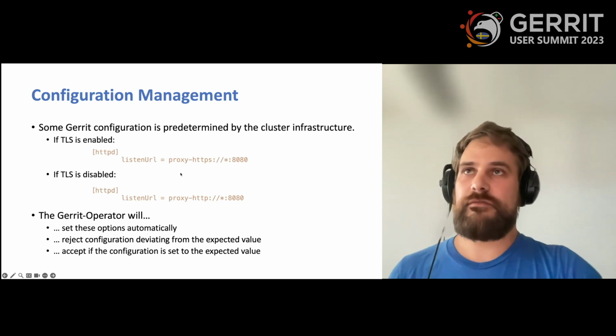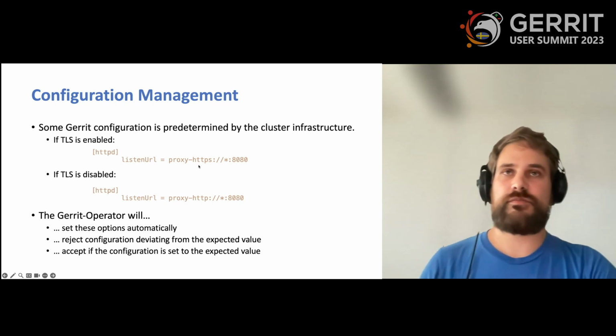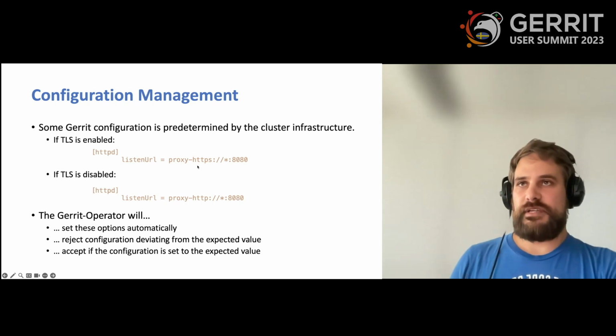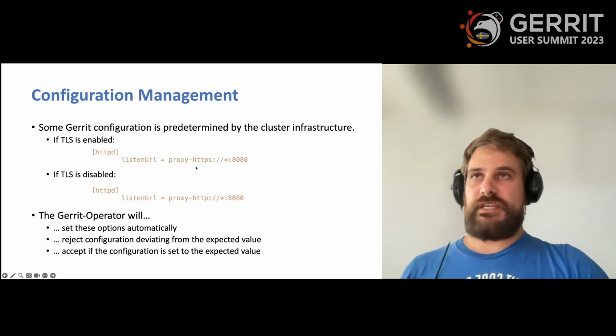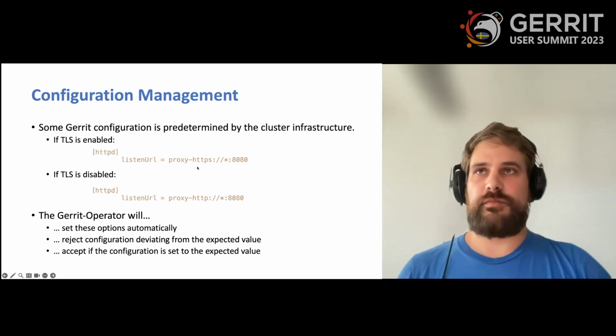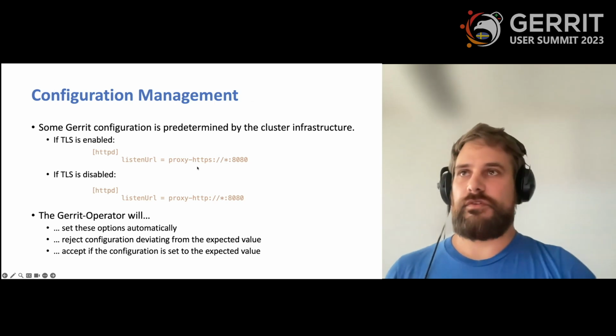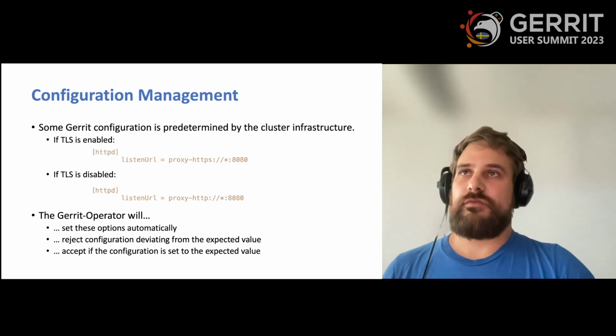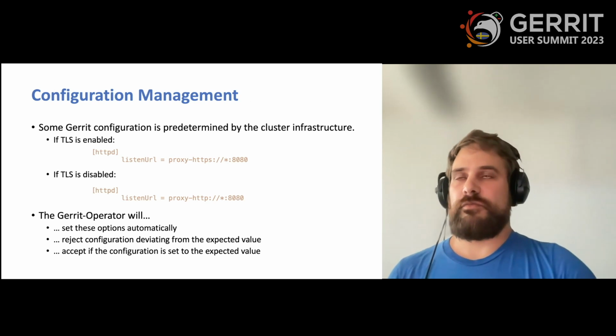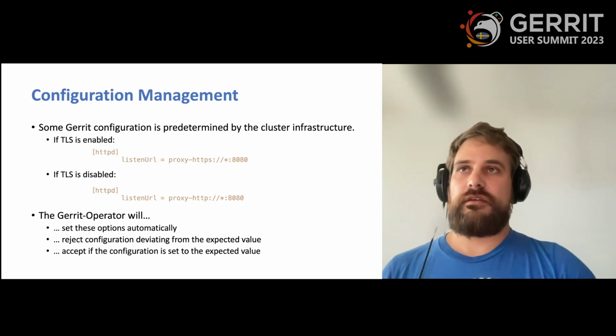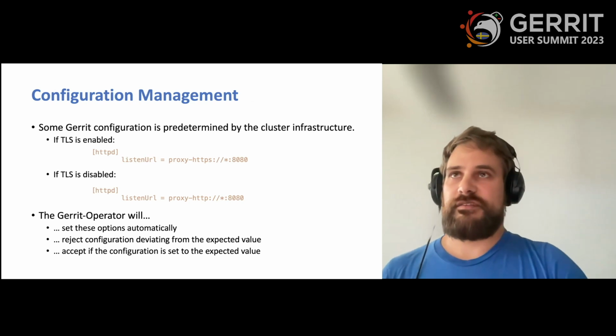If you set it anyway and you set it to a value that's not supported by the Gerrit operator, the custom resource will be rejected, and you will be notified that there is some wrong configuration in your custom resource. But if you set it to the correct value, so the value that the operator would expect, of course, then the custom resource would be accepted.